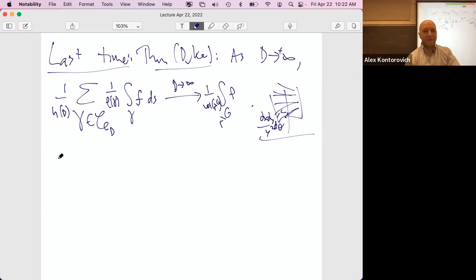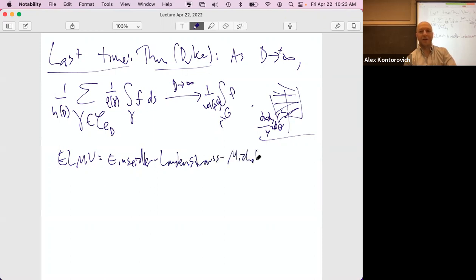So ELMV, this is Einsiedler, Lindenstrauss, same Einsiedler from the book, Michel, and Akshay Venkatesh. We're trying to understand this theorem from the point of view of ergodic theory.